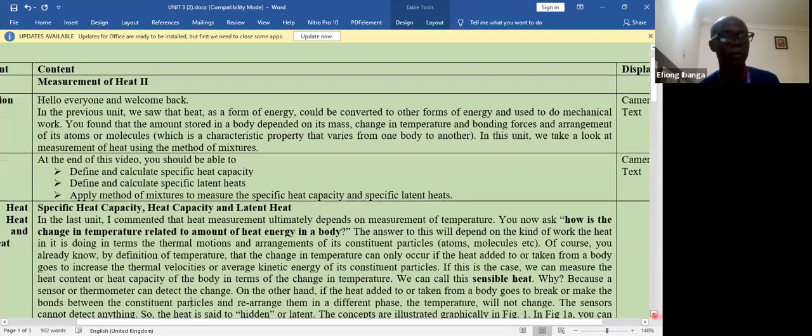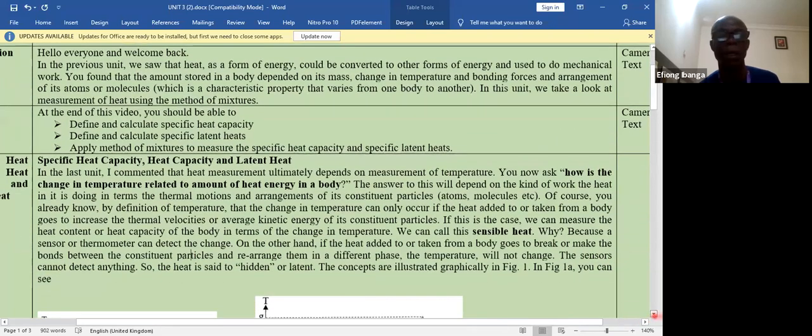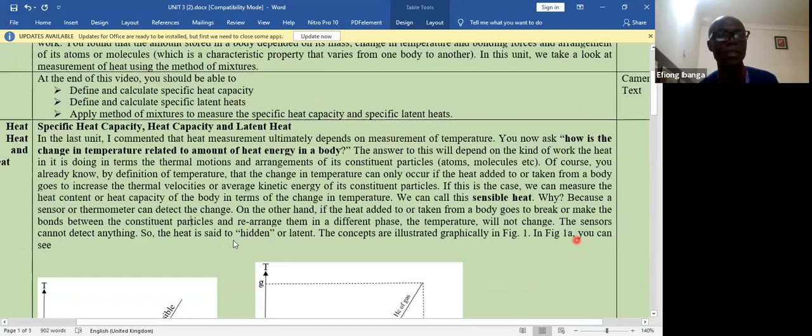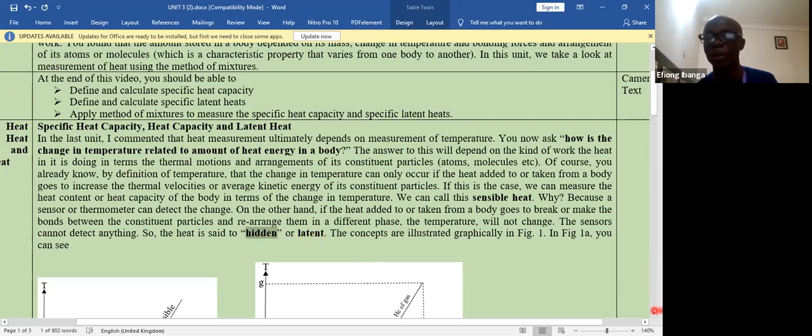So I said the sensors cannot detect anything. So the heat is hidden, or latent. Let me embolden this, hidden. The word latent means hidden, all right? So you cannot measure this change of phase in terms of change of temperature. Can you see? You cannot measure the amount of heat added, okay, in terms of change of temperature, since the temperature will not change when there is a change in phase.